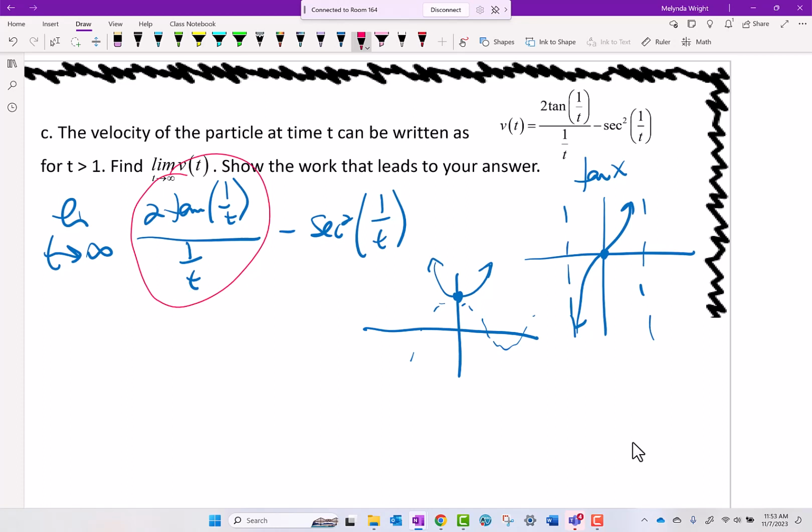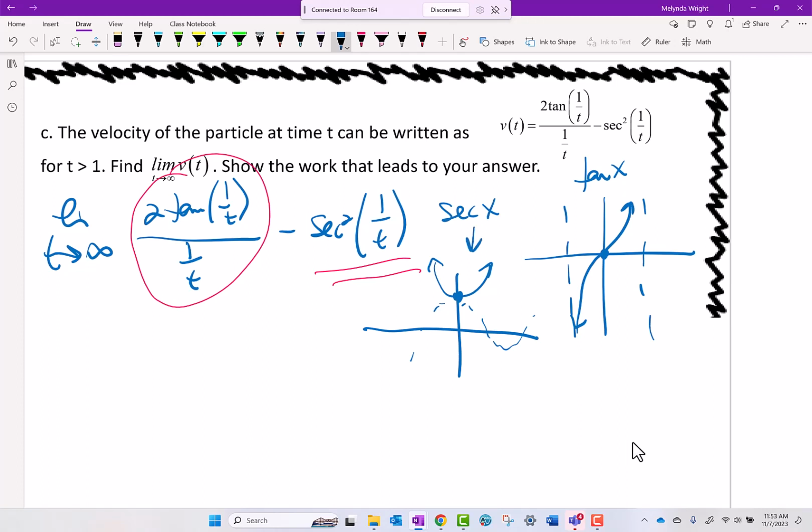So tangent of 0 is 0, and 2 times 0 is 0, and as t goes to infinity, 1 over t is 0. So that's 0 over 0. Are we okay with that part? That part's going to need L'Hopital or something. This next part is secant squared. Let's just look at secant by itself. This is the graph of secant.